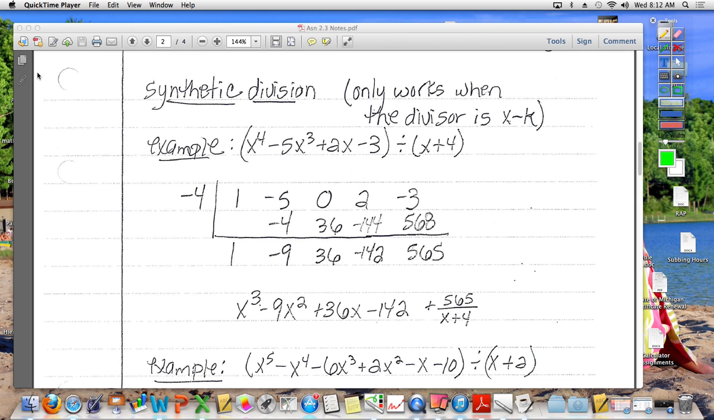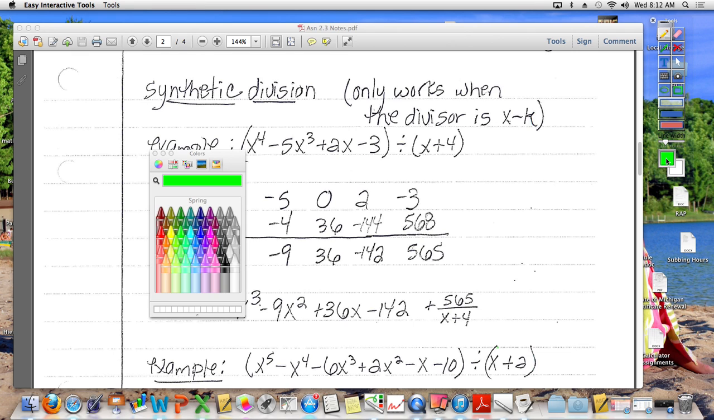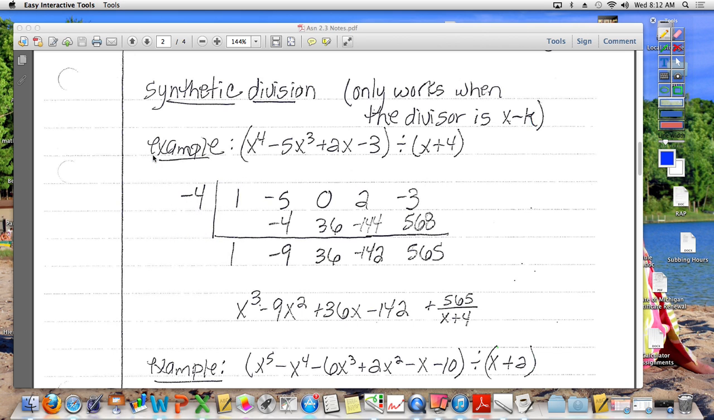In 2.3, continued from the other day, I'm going to show you guys today how to do synthetic division. So synthetic division is, yes, an easier way to divide polynomials, but before you get angry with me about not teaching you this before, I just want to mention that it only works if the divisor is in this form right here, x minus k.